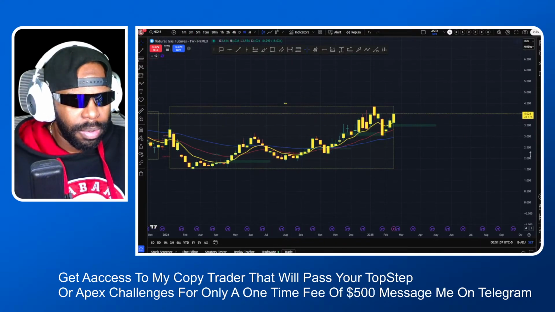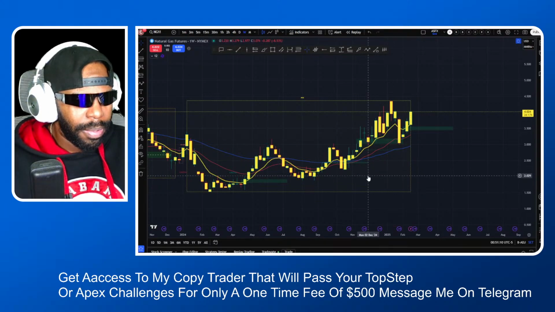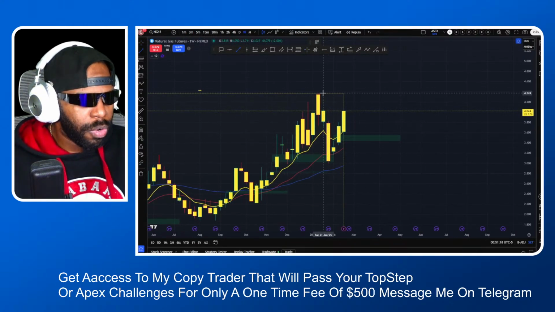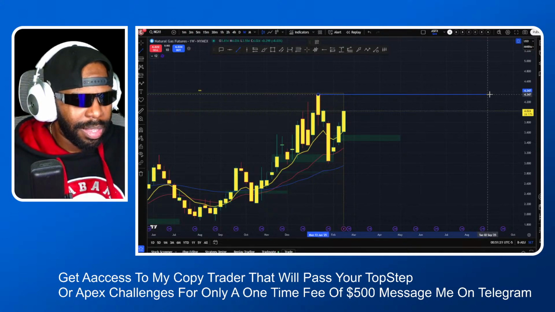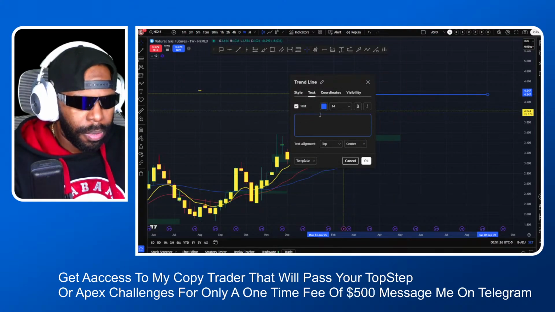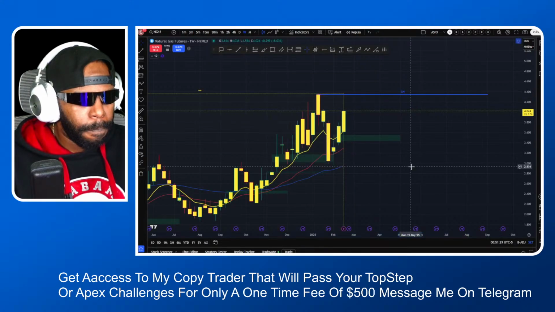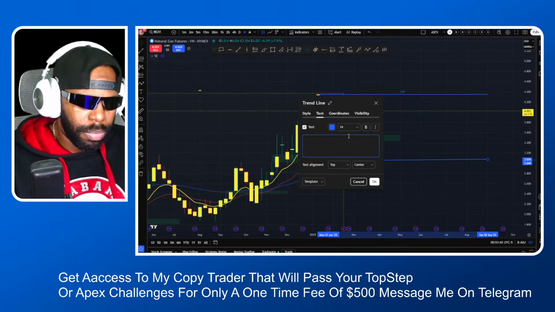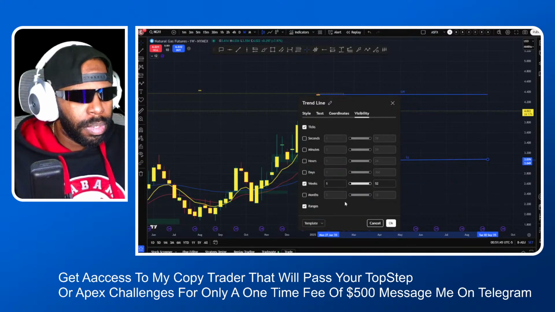Right now we are in a lower high, lower low structure. We are in a downtrend. Why? Because if I draw my lines here, you'll see that this level right here is the lower high, and this level right here is the lower low. So we are in a downtrend on the weekly time frame. Let me name this the lower low.